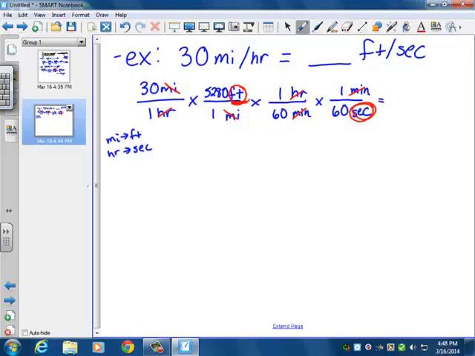Okay, so straight across on top, 30 times 5,280 times 1 times 1, 158,400 feet on top. And then on the bottom, 1 times 1 times 60 times 60. I mean, the ones don't really matter, but it is like we're multiplying by 1. So 60 times 60 is 3,600 seconds. So now when we divide, we should be getting 44 feet per second now.